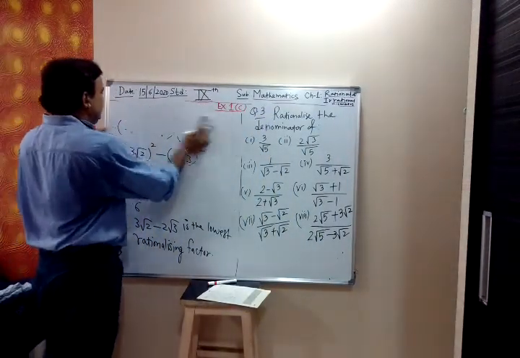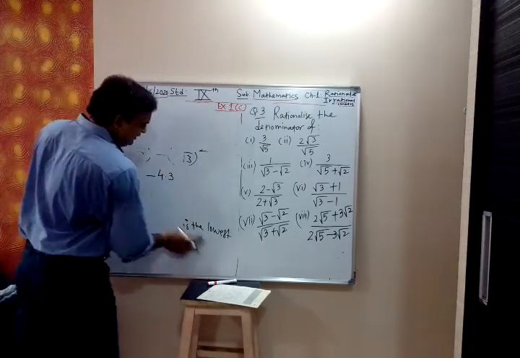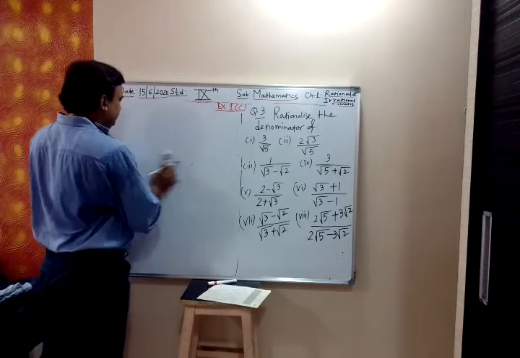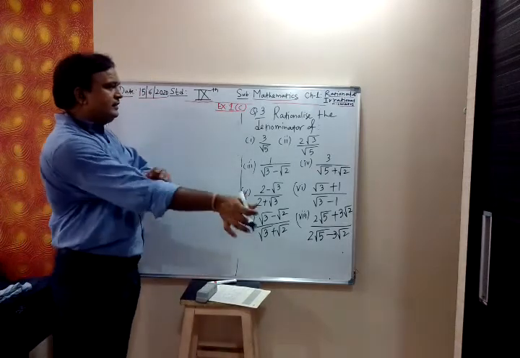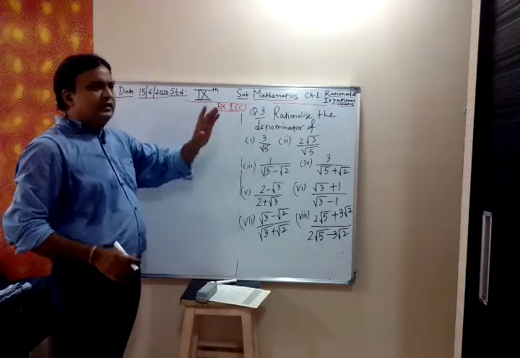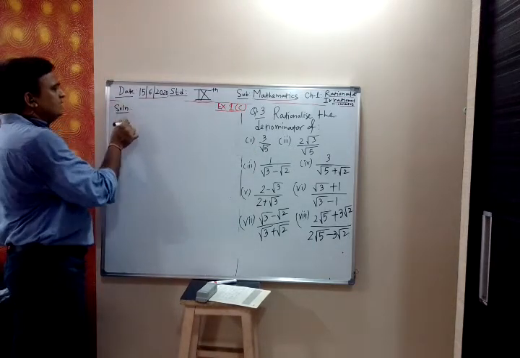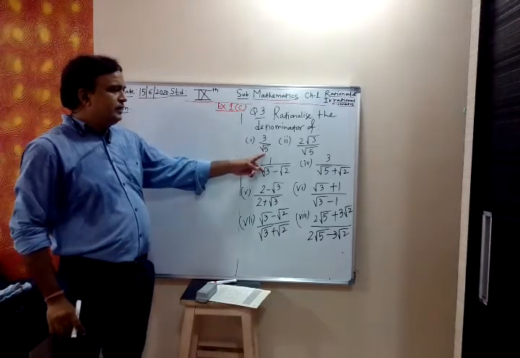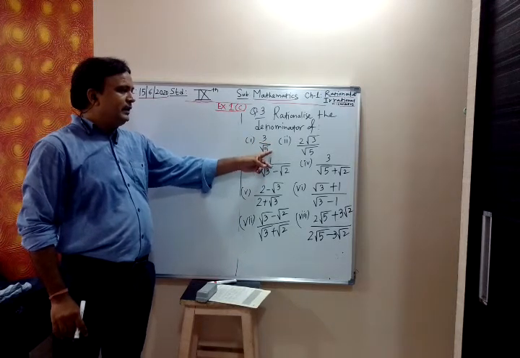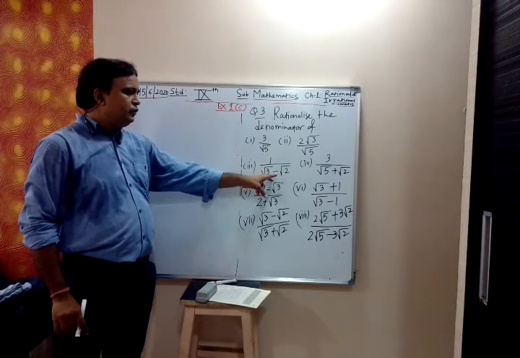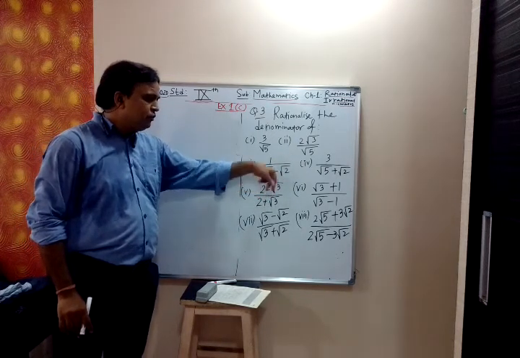Now in this third one, we have to rationalize the denominator part. Again, the technique will remain the same. If there is one irrational term, rationalizing the denominator means you have to multiply and divide by the same term. But if there are two terms, multiply and divide by the same terms but opposite in sign.